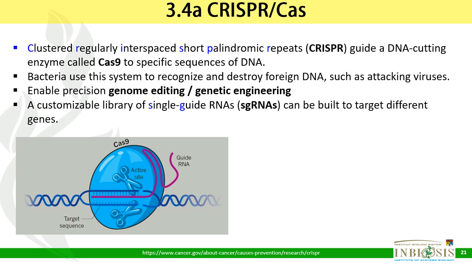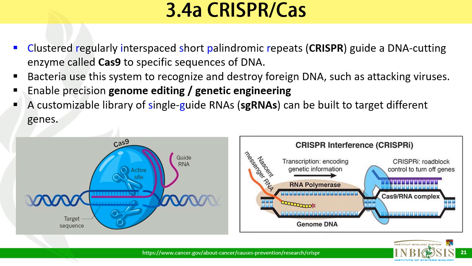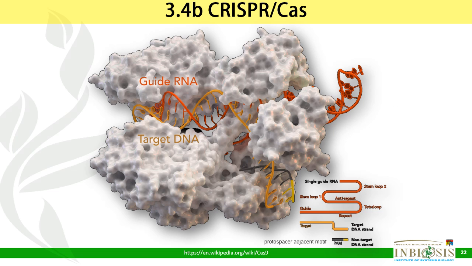By creating a customizable library of single guide RNAs, we can target different genes. Another technology known as CRISPR interference can be used to block targeted gene expression. It is the same principle, it just binds and recognizes the complementary strand. This is how the structure looks like with the single guide RNA and target DNA in action.